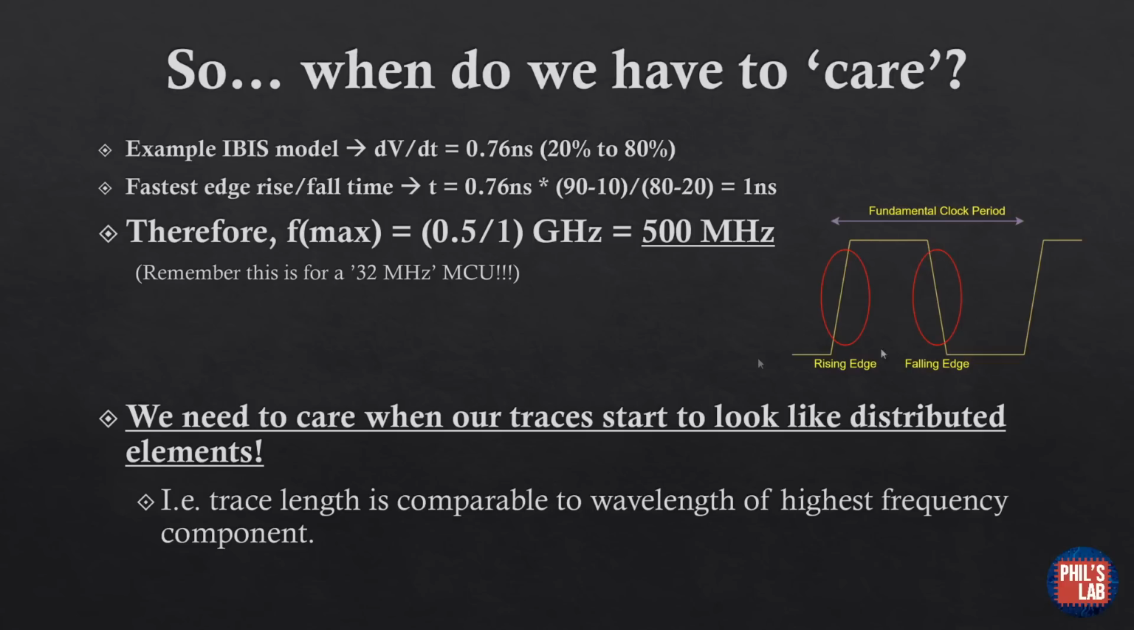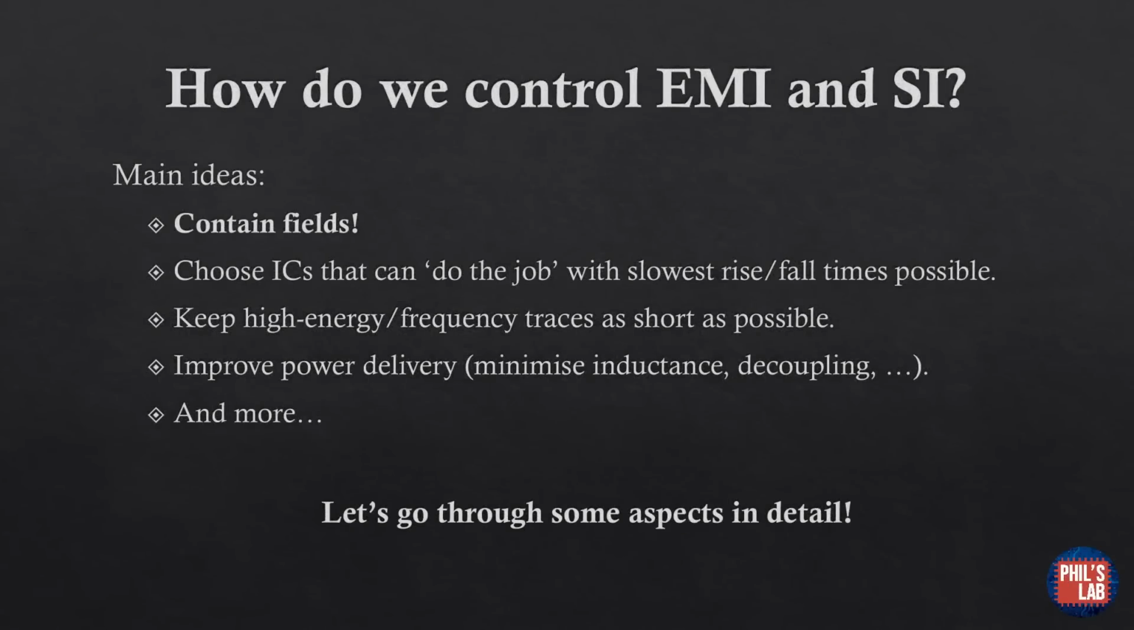So it turns out we actually need to take care when our traces, so our trace lengths, start to look like distributed elements rather than lumped elements. This means that the trace length starts to be comparable to the wavelength of the highest frequency component. So if our trace length is similar to the wavelength in this example of a 500 megahertz signal, then we have to be concerned.